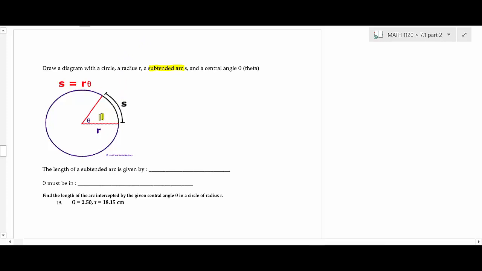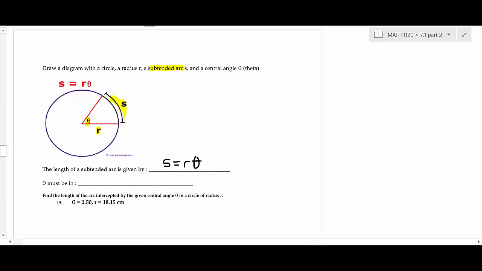So if you have a circle, this is called a central angle. That's the radius. S is what we use to represent the arc. That's just a piece of the circle. So the formula is this. You want to write this down because you will use this. S is equal to R theta. So all you do is multiply theta times R, and then you get the length of the arc.